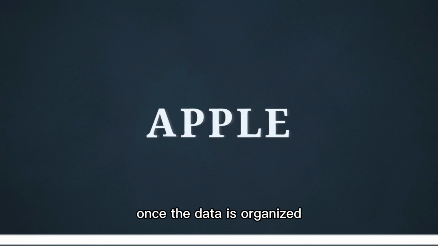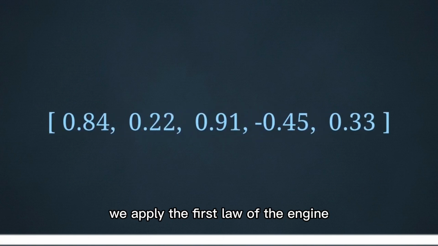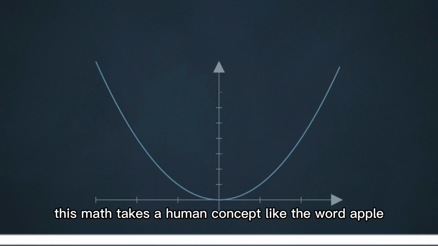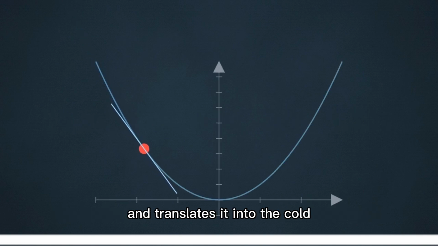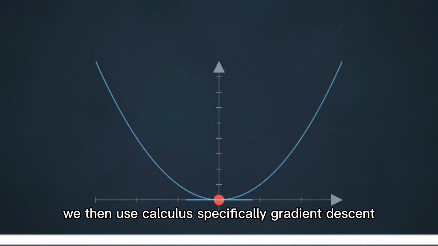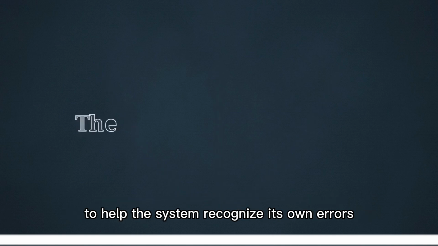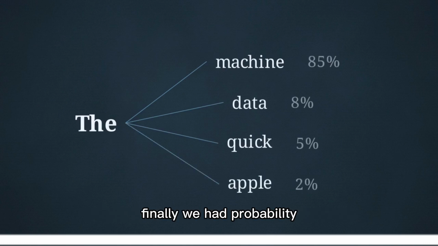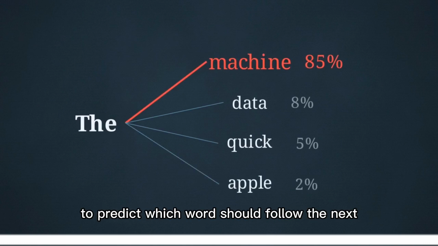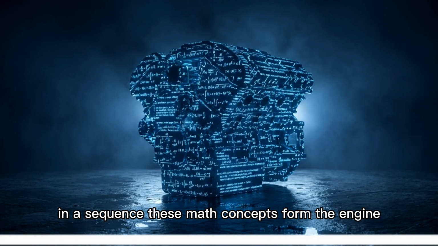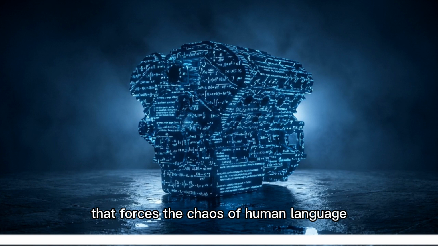Once the data is organized, we apply the first law of the engine, linear algebra. This math takes a human concept like the word apple and translates it into the cold numerical values the machine can actually read. We then use calculus, specifically gradient descent, to help the system recognize its own errors. Finally, we add probability, which gives the machine the logic to predict which word should follow the next in a sequence. These math concepts form the engine that forces the chaos of human language into predictable, processable patterns.